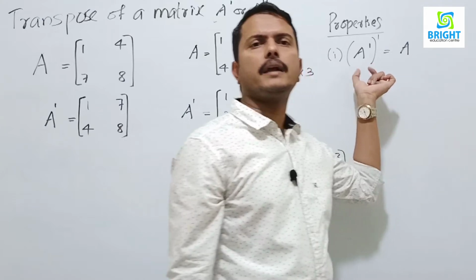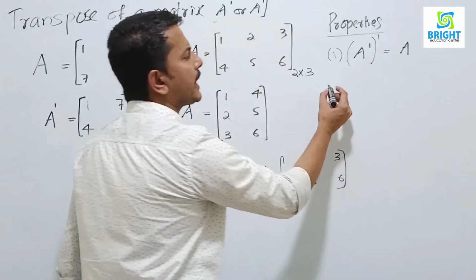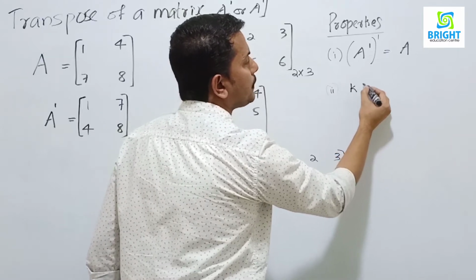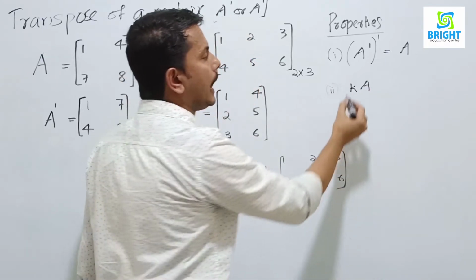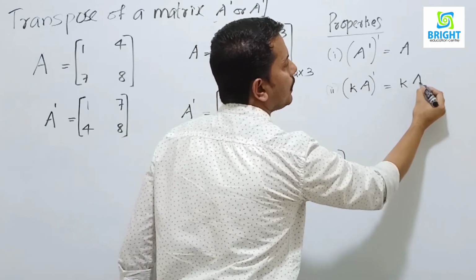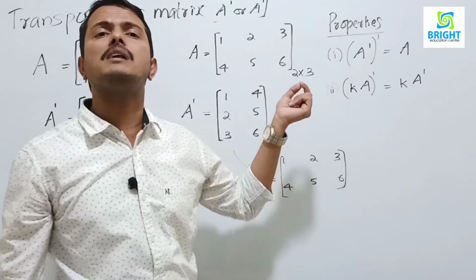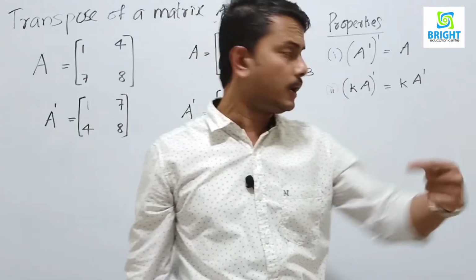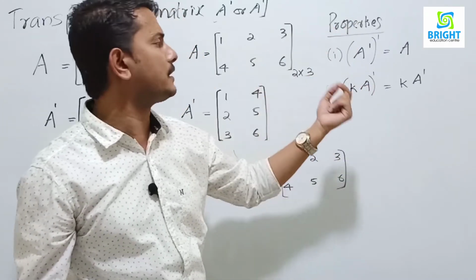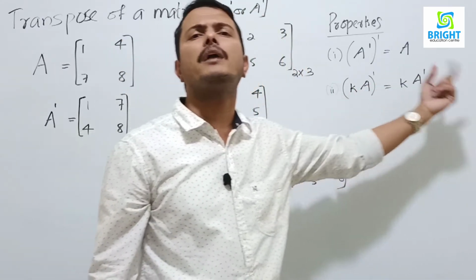So the first property says that A transpose, all transpose, is equal to A itself. The second property says that for scalar multiplication, which we discussed in the last class, K A all transpose is equal to K into A transpose. Scalar multiplication means K is multiplied with each and every element in a matrix. So if you take it outside, it will not affect the transpose of a matrix. K A transpose is the same as K, taken outside, multiplied with A transpose.